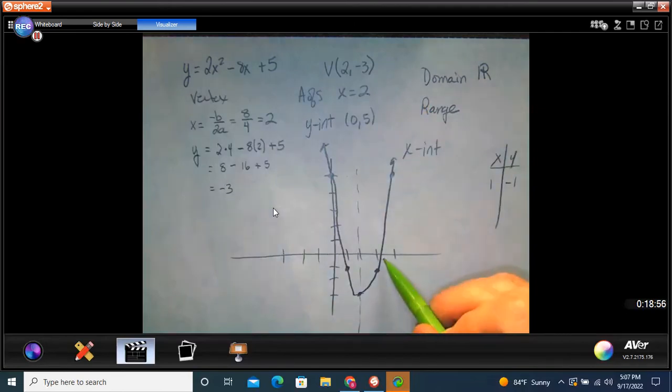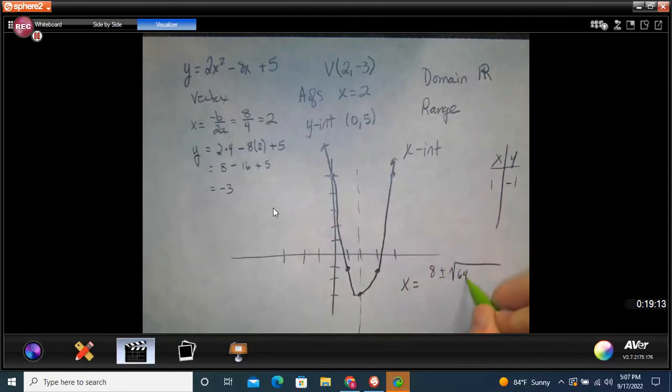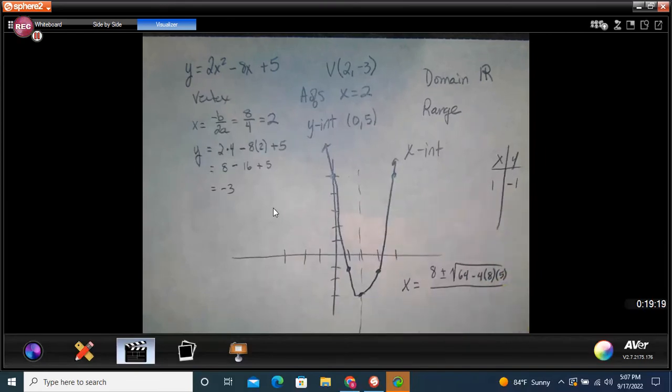So it's not looking like this thing would factor. I don't think it would. So I'm going to go straight to the quadratic formula to find the x-intercepts. So x is the opposite of b plus or minus the square root of b squared minus 4 times a times c, all over 2a.